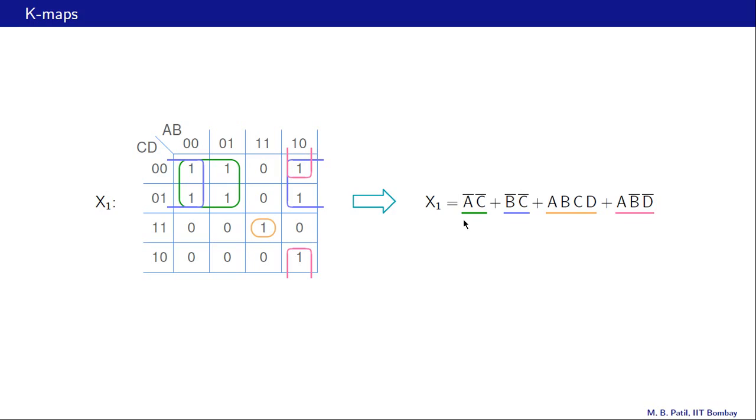This term, for example, A bar C bar, corresponds to this green rectangle here, and you should really verify that. So we have four terms in the minimal expression, one corresponding to the green rectangle, one corresponding to this purple rectangle, this one corresponding to this yellow rectangle, which is just a single minterm, and one corresponding to this red rectangle, that one. So that is our final minimal expression.